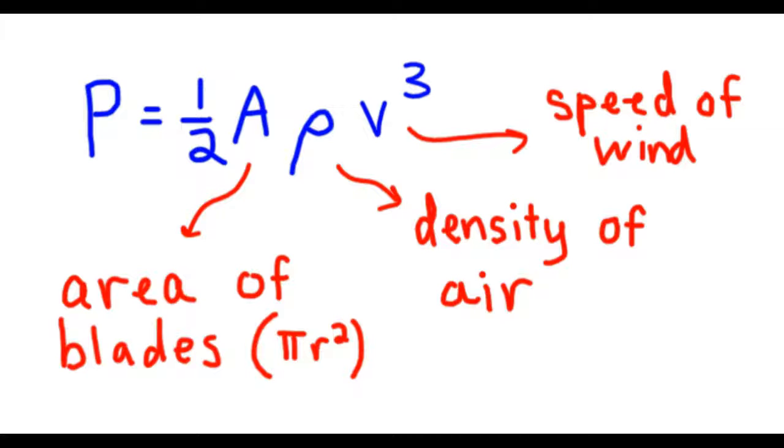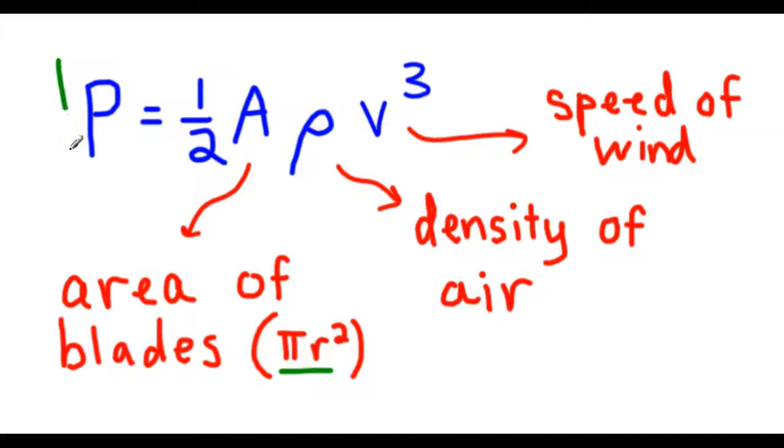Regardless of which type you use, there is one equation for the power that the wind carries. A is the area of the blades, which is pi r squared for the simple case of a horizontal axis. Rho is the density of the air, and v is the speed of the wind, or the speed of the air. This equation represents a maximum value of power that the wind turbine could extract from the air.